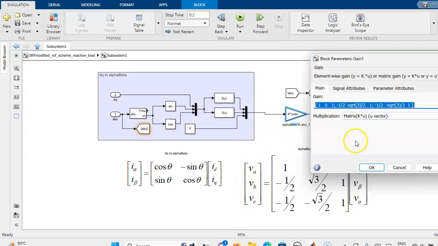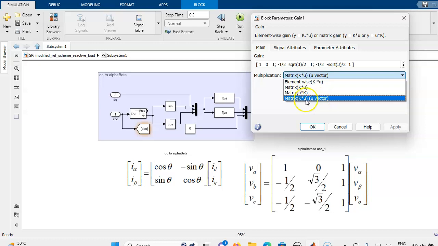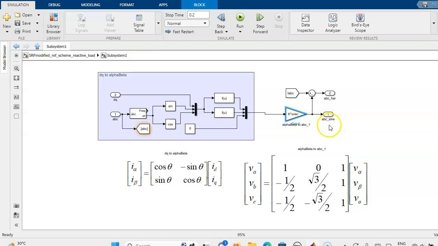So in this gain block, the first row you have to enter here, then semicolon, second row, semicolon, then third row, semicolon, and close the bracket. For multiplication you have to select the matrix K star U. Then that will give you the sine wave, that is the fundamental current sine wave. Suppose you want the harmonic current as the reference signal, then you can subtract that actual current with this fundamental so that we will get the harmonic current.